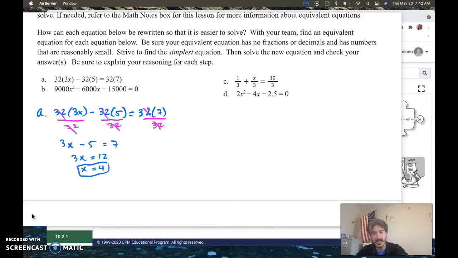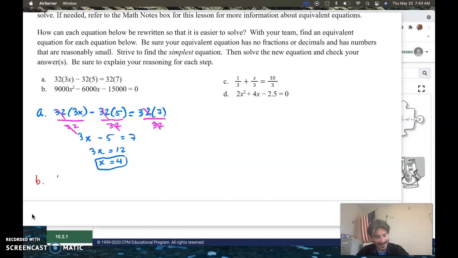So just by simply dividing everything by 32, I've turned that into a quick two-step equation, and doing so allowed for a much quicker and simpler solving process. All right, that's the point of the rewrite. Okay, let's move on to, I don't know, letter B here.